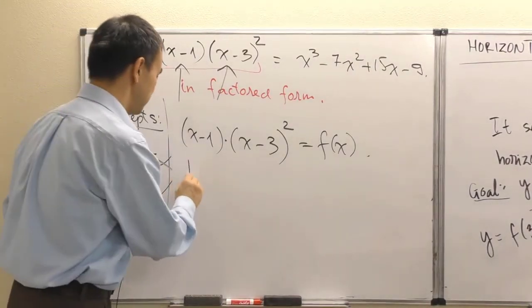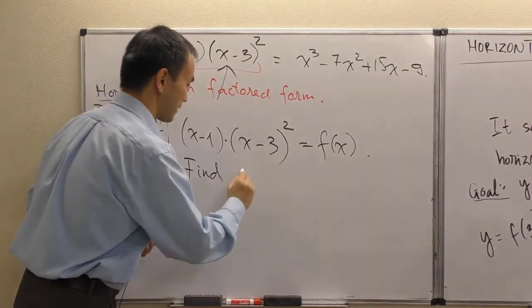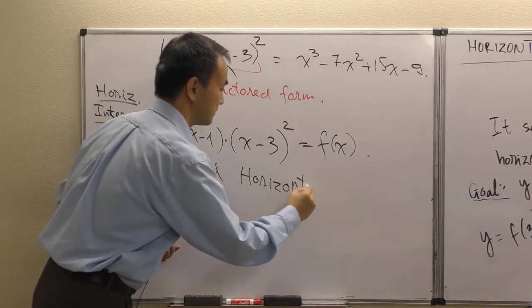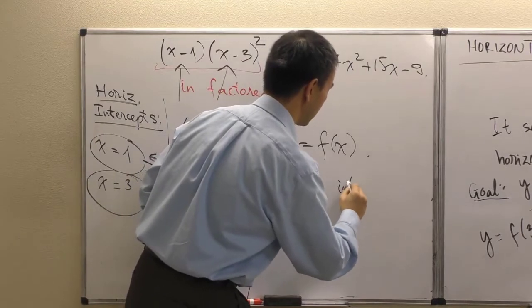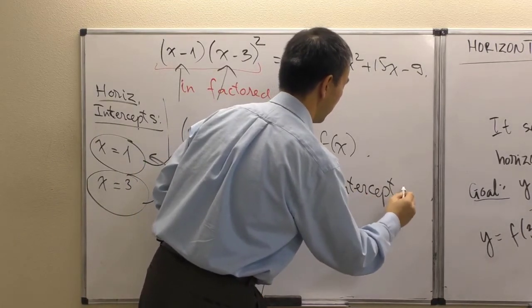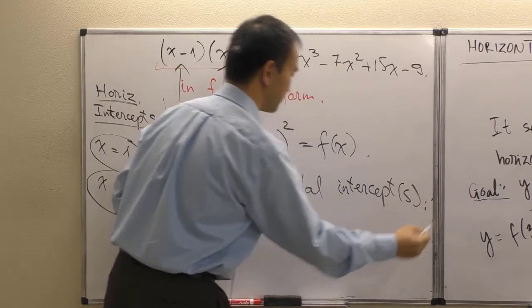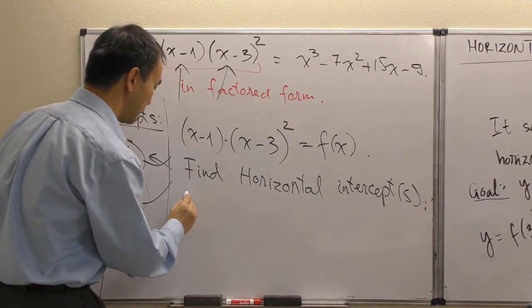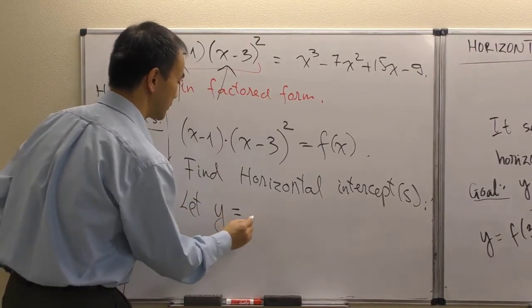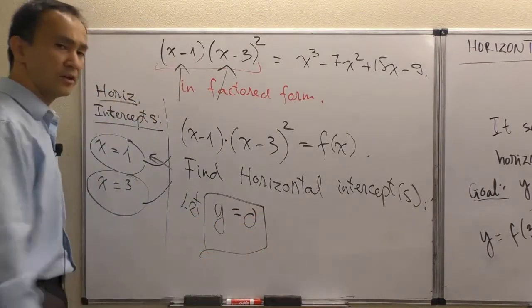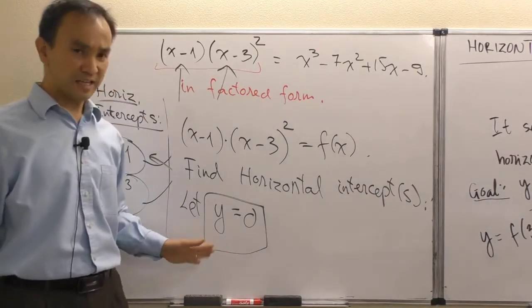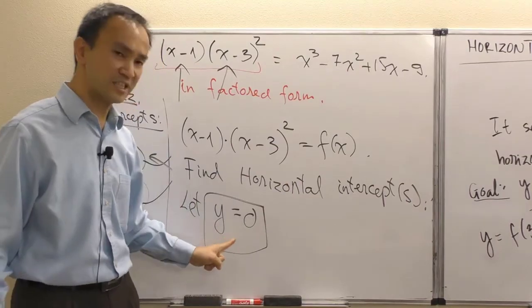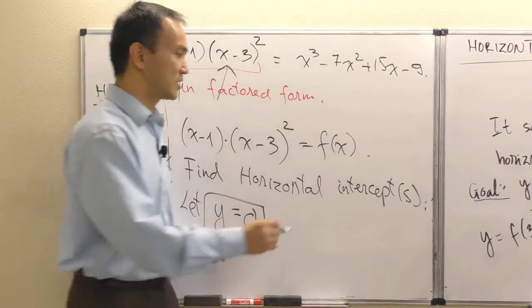Finding horizontal intercepts, there could be multiple, but at the very start, we're going to let y equal 0. Recall from earlier that when I was saying if we have any horizontal intercept, the vertical coordinate there has to be equal to 0. It's the way it is for any graph.